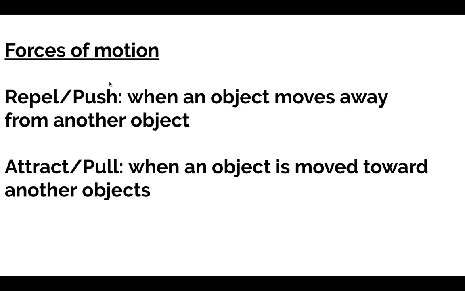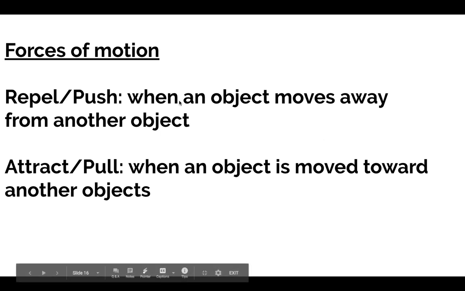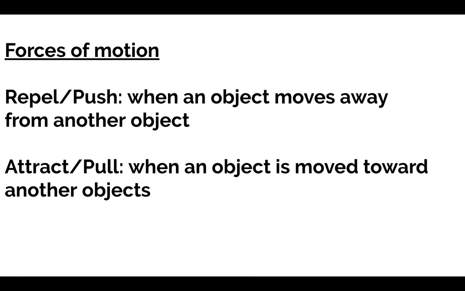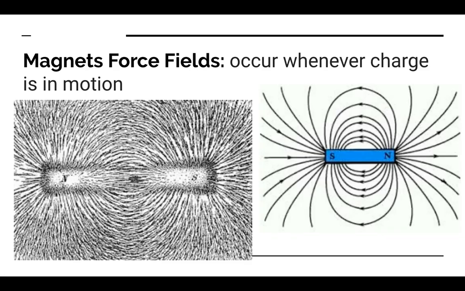So there's forces and motions that we talked about yesterday: repel and push, when an object moves away from one another, and attract and pull, which is when an object moves towards one another. So these are the forces of motion. So these are the changes in directions due to another object, which is attract and repel.